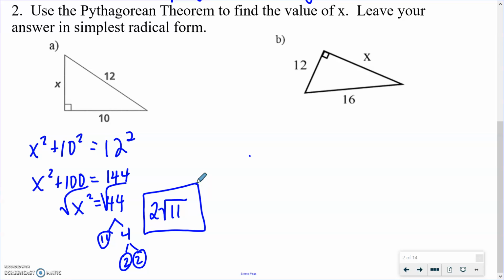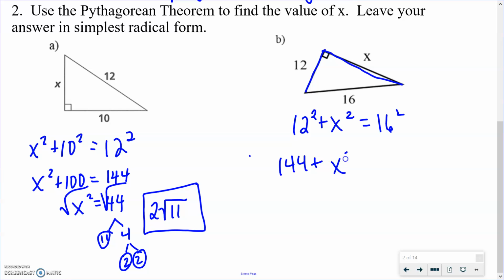Okay, we're going to do the same thing over here, and even though this triangle is turned or rotated from what we're used to, these two sides right here still form that right angle, and so those are the legs. So we're going to do 12 squared plus x squared equals 16 squared. Then we have 144 plus x squared equals, what is 16 squared, 256. Then we subtract 144 from both sides and get x squared equals 112.